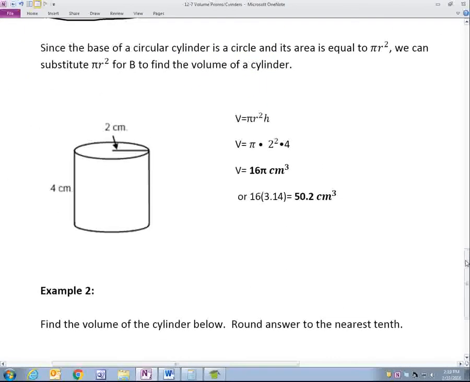Yes, okay. Since the base of a circular cylinder is a circle, its area is equal to pi r squared. As we learned on the second day of this unit, pi r squared is the area of a circle. We can substitute pi r squared for B and find the volume of a cylinder.